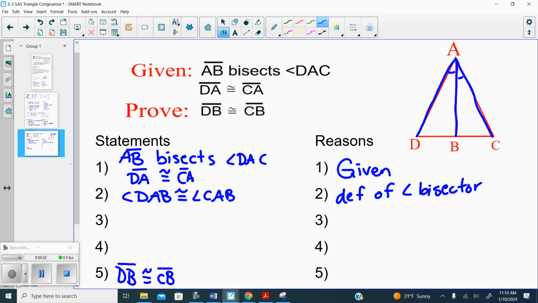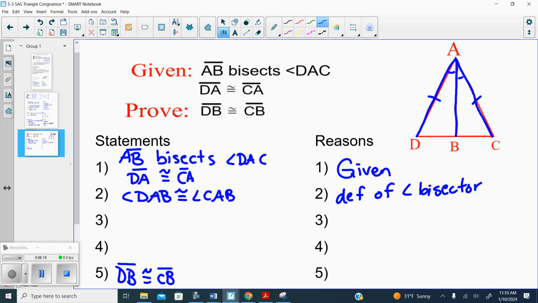Okay, we're not done with the given yet. I still got another piece. DA is congruent to CA. Okay, that's my second set. Do I have a third set? No, I'm stuck. The minute you get stuck, look at the two triangles that I have in my picture.